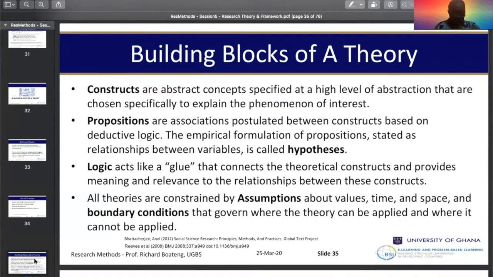Building blocks of a theory. So what are the building blocks of a theory? First of all, constructs. Constructs are abstract concepts specified at a high level of abstraction that are chosen to specifically explain a phenomenon of interest. It means that when we are looking at a theory, there are constructs of the theory. Those variables, those concepts that we actually try to measure within the theory, we call them the constructs of the theory.